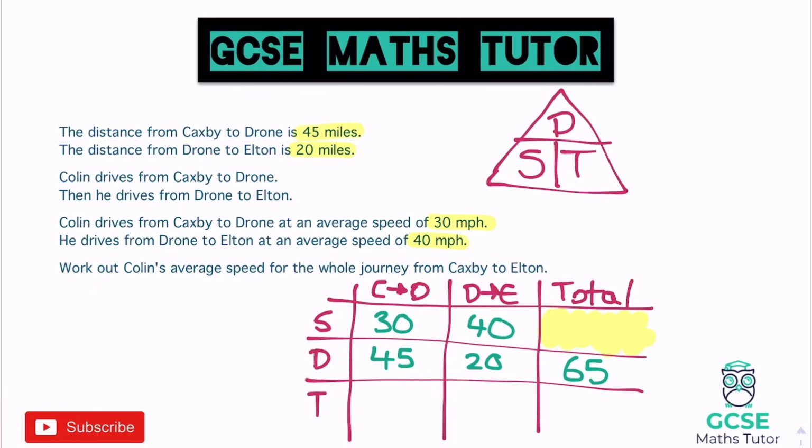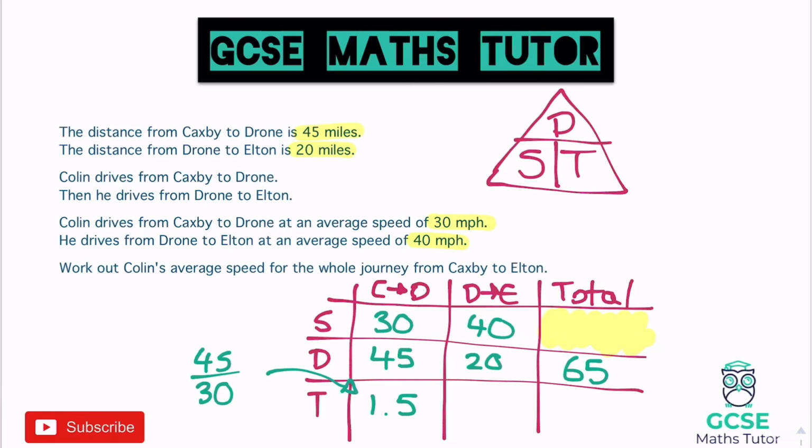But what we can do is work out these times now. So think into our formula triangle. If I cross off the T up the top there, it's distance divided by speed. So distance there is 45, and we're going to divide that by the speed, which is 30. 45 divided by 30, I'm just going to do this one on the calculator, gets us 1.5 straight away. It's miles per hour, so that's 1.5 hours.